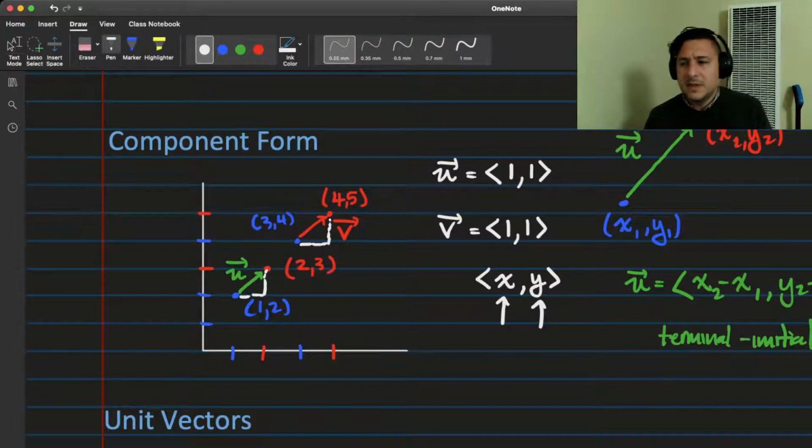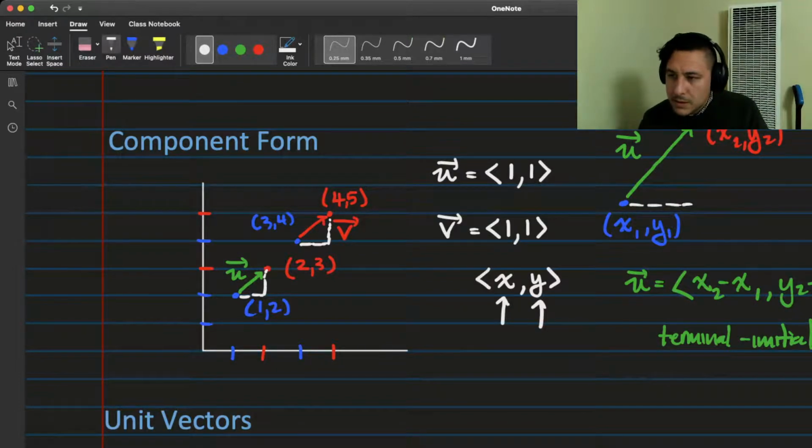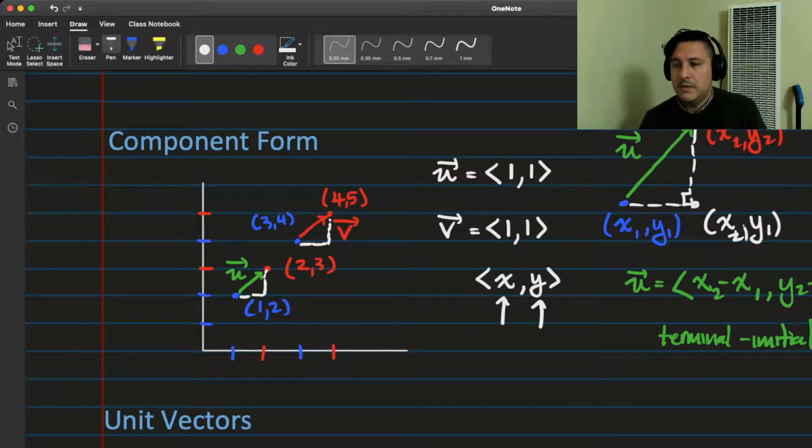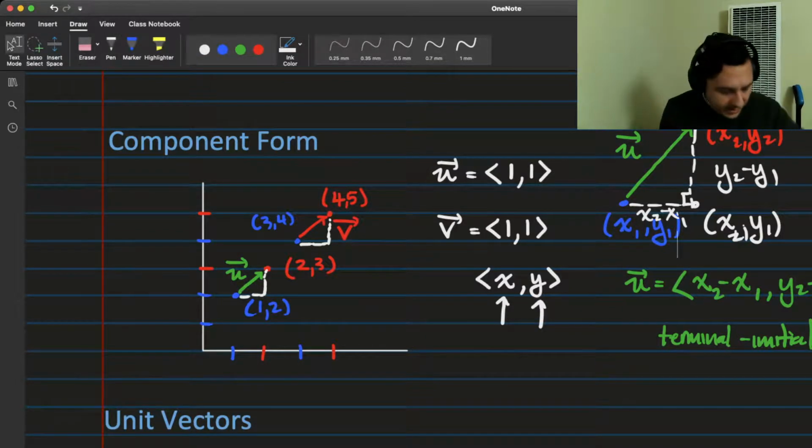And this should be pretty familiar from like Algebra 2, because you get a right triangle. This point right here is x2, y1, and you can figure out that this length is y2 minus y1, and this length right here is x2 minus x1. In other words, if you start at the initial point, you move right by that amount, and then you go up by that amount. Okay, so we call that the component form of a vector. If two vectors have the same component form, they are equivalent.